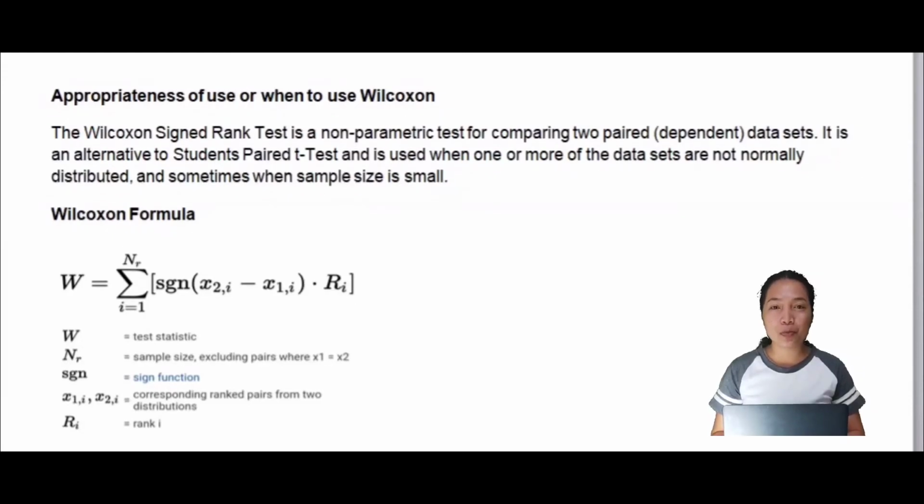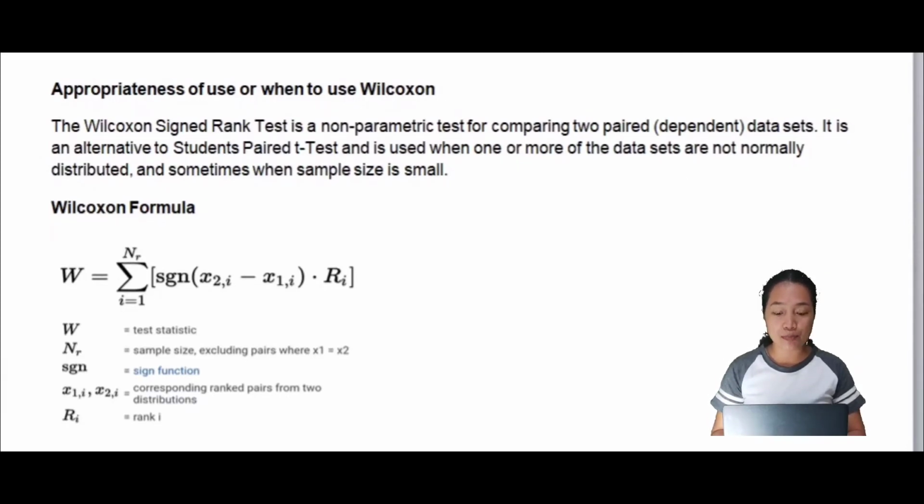Let's go to the appropriateness of use, or when to use Wilcoxon. The Wilcoxon signed rank test is a non-parametric test for comparing two pair-dependent data sets. It is an alternative to Student's paired t-test and is used when one or more of the data sets are not normally distributed, and sometimes when sample size is small.